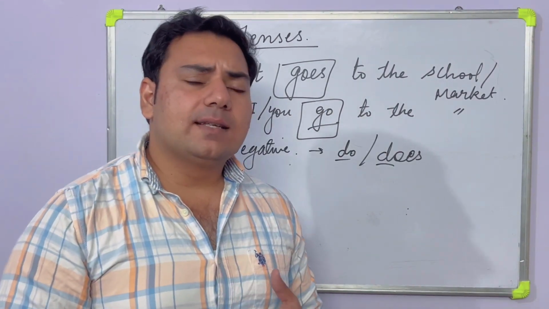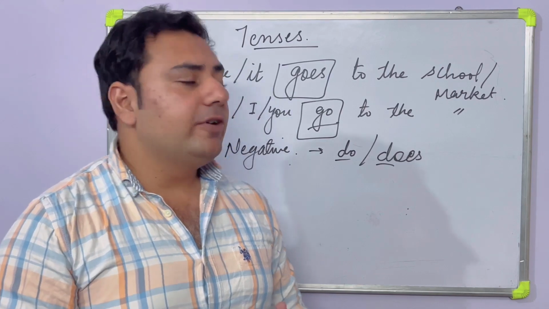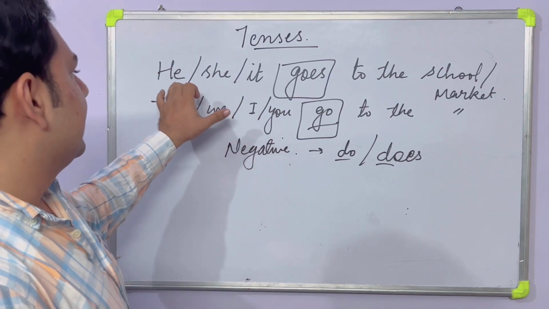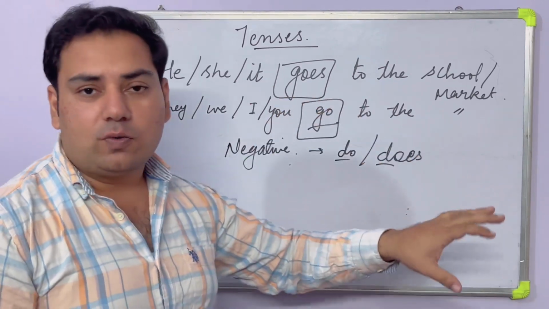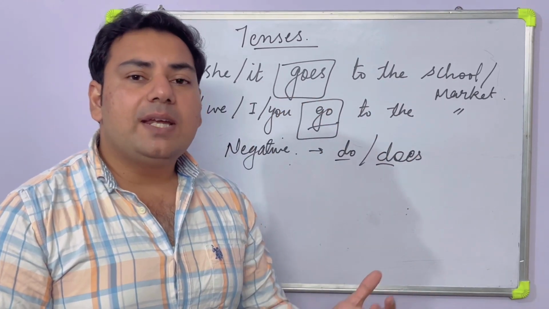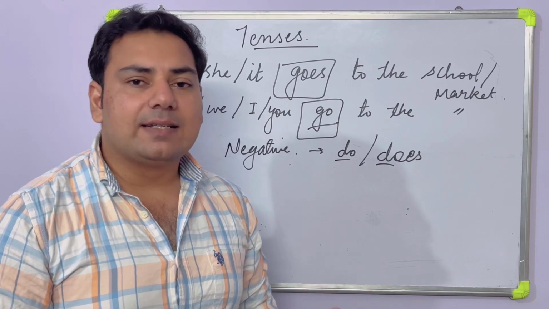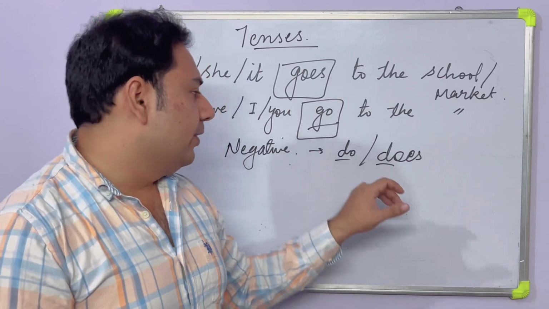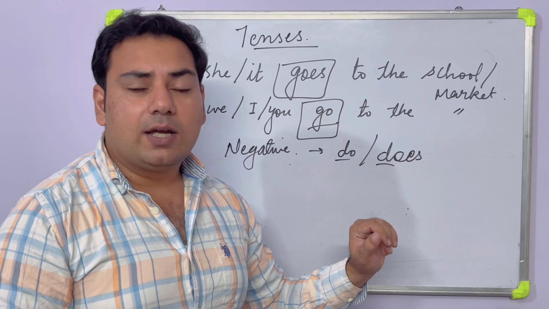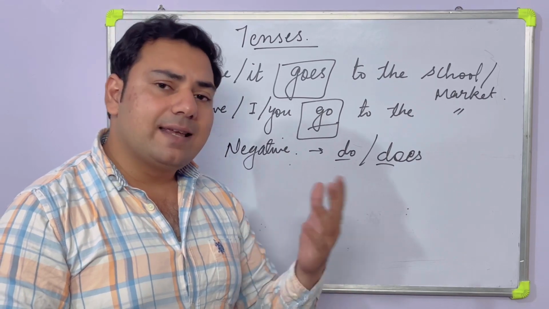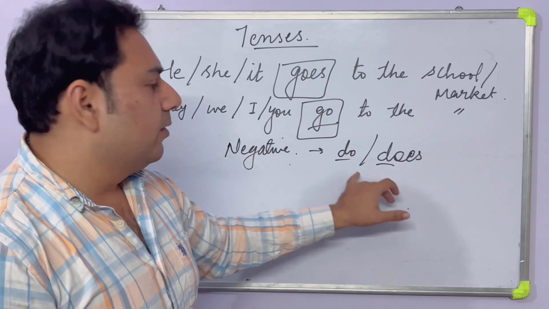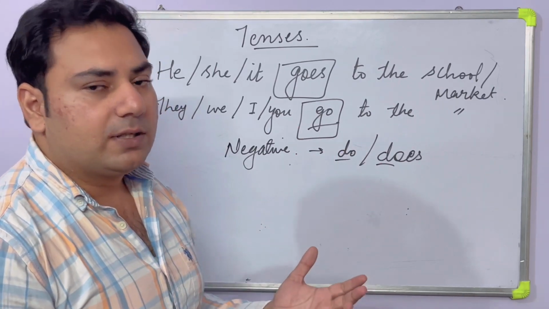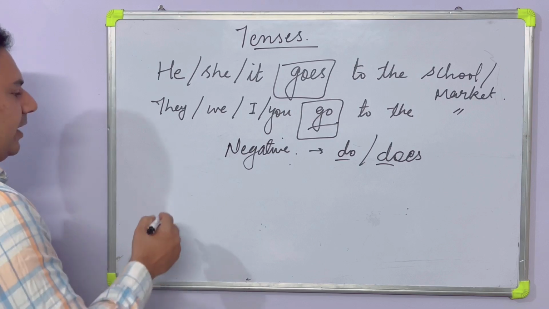Now to make these sentences negative, we cannot literally do it like this: He not goes to the school, or he goes not to the school. This is not the correct way. To make the simple present tense a negative one, we require do and does. Does will be with the singular nouns and pronouns and do with the plural ones. So let's do a few examples.